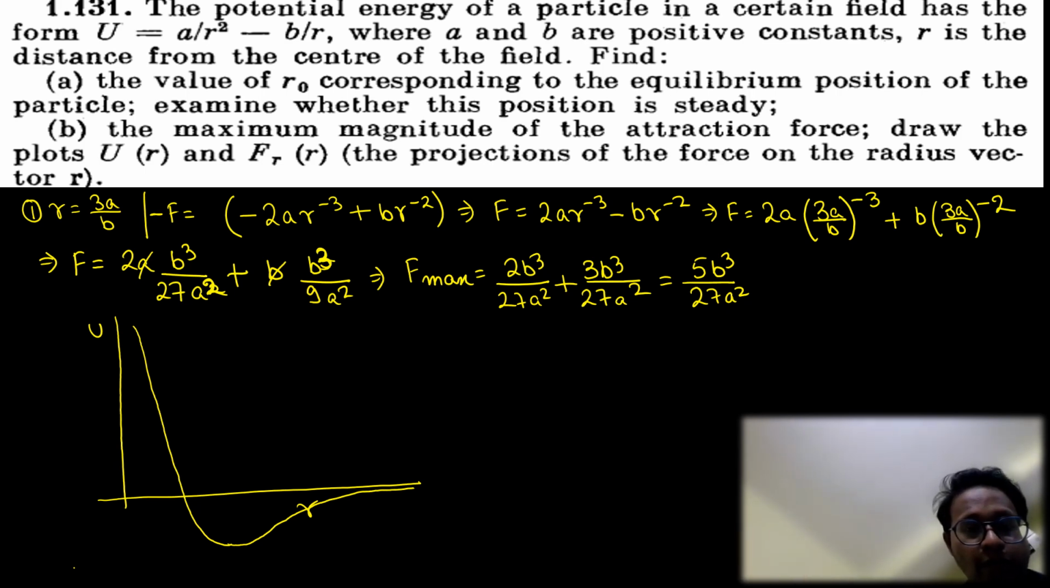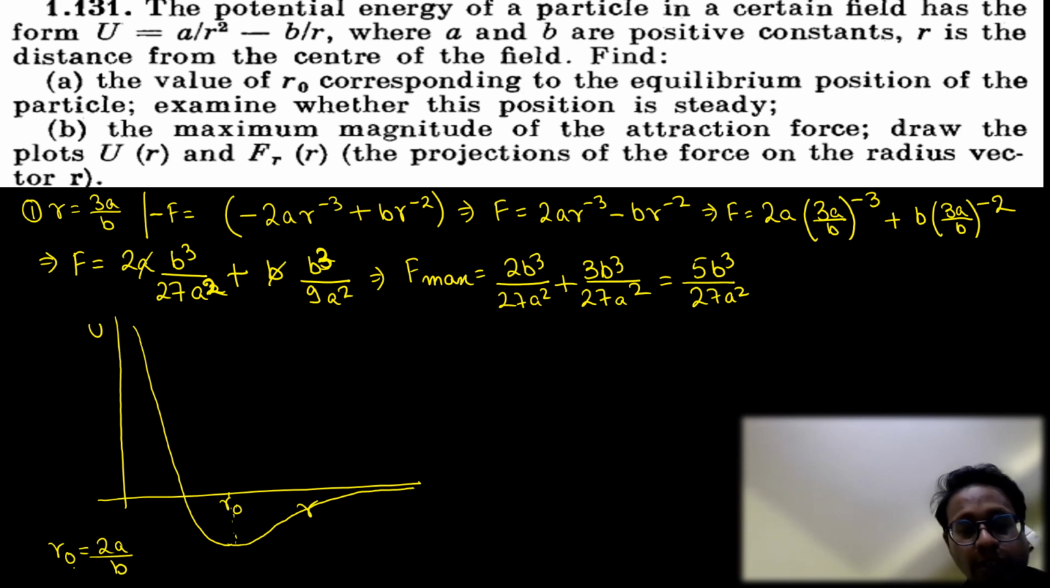At the minimum value of U, or r naught, we get equilibrium, that means net force is equal to 0, and r naught was nothing but 2a by b. Check what equilibrium we obtained: r naught is equal to 2a by b.